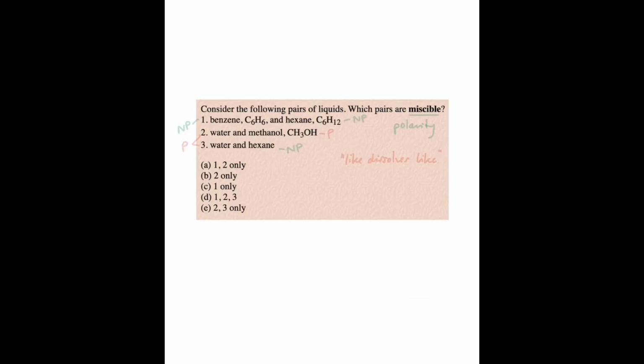For this problem, we're asked which pairs of liquids are miscible. So when you see the word miscible, you should be thinking polarity. So let's first go through and identify each of these liquids as either polar or nonpolar. So we know that the organic compounds will be nonpolar. So that's the hexane and the benzene. And then going through, we can recall that methanol will be polar, and water, of course, is polar.